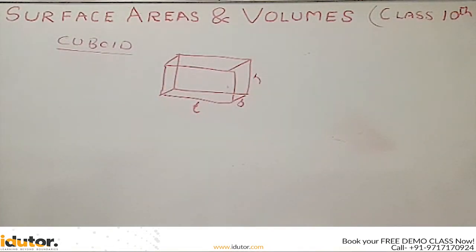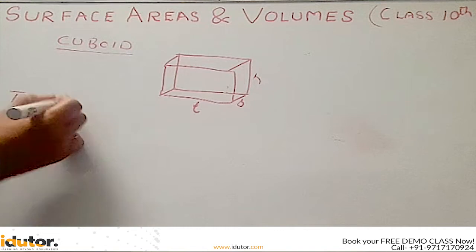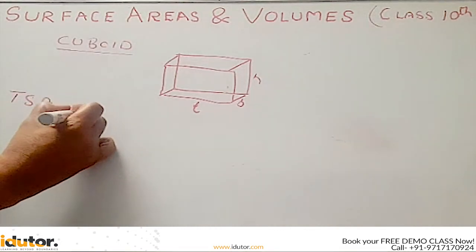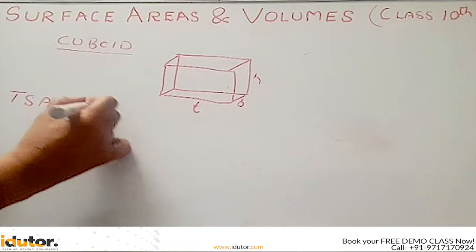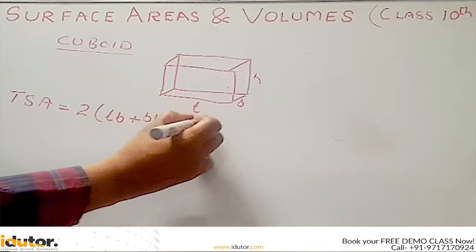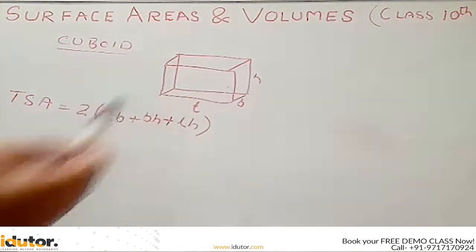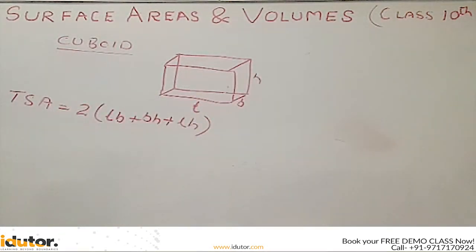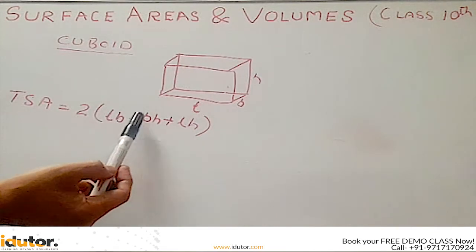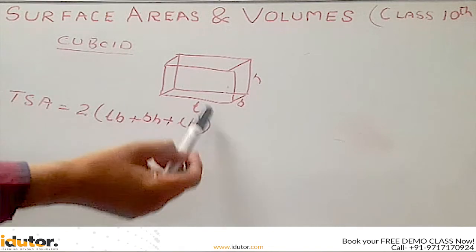Here we have the total surface area. Total surface area of the cuboid is equal to 2 bracket LB plus BH plus LH. Here L is the length, B is the breadth, H is the height. So we multiply, then plus, then multiply, then plus, then multiply, then overall multiply by 2.